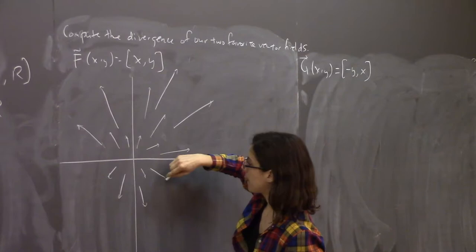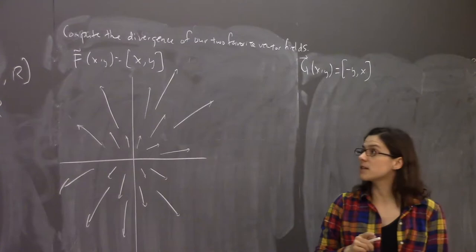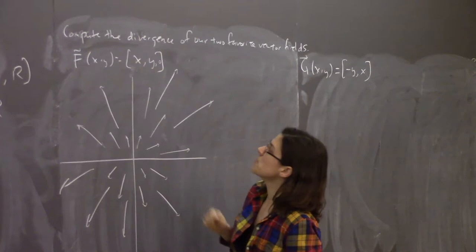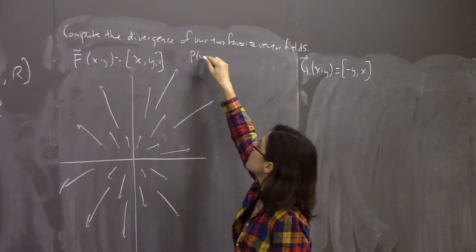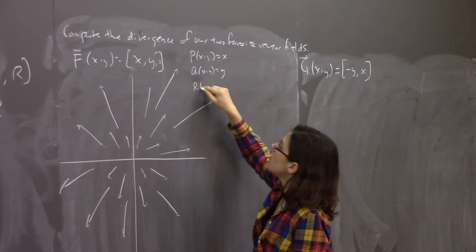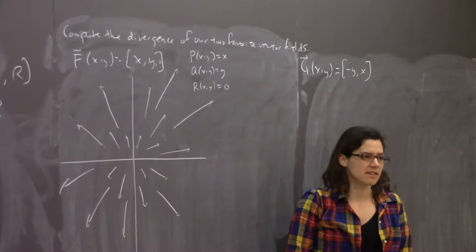Okay, so there's one favorite vector field. Let's compute its divergence. We could think of it as x, y, 0 if you wanted to, because there's just nothing going on in the z direction. So for this vector field, P of x, y is x, Q of x, y is y, and R of x, y is 0. It's just telling you what these P, Q, and R mean. They're nothing fancy. They're just the names for these few things.